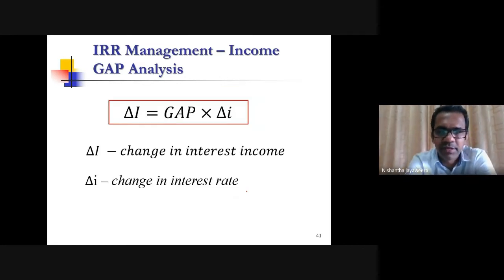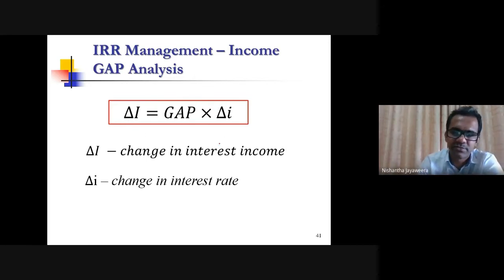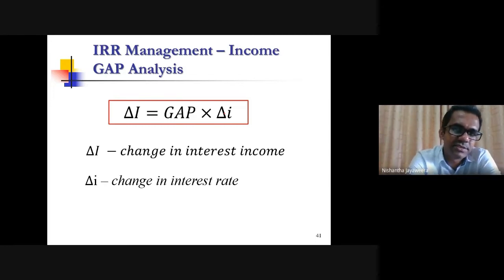So in summary, we can put that into a mathematical formula: net interest income changes by an amount equal to the gap multiplied by the change in interest rate. If the gap amount is negative, it would be a negative amount here. If the interest rate change is positive, it would be a positive amount. So the change in interest income would be a negative figure. If both are negative, the change would be a positive figure. If both are positive, it would be a positive figure. Likewise, with the sign, if you substitute the gap and the change in interest rate here, you get the change in interest income with the sign.